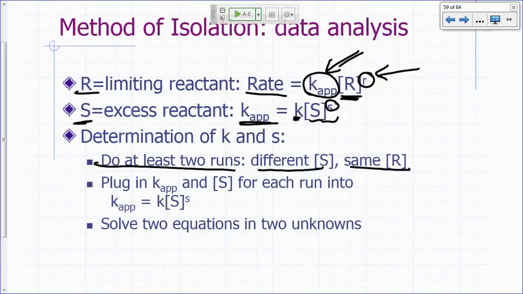From that, you can determine your K apparent for each run. Then you plug in the K apparent and the concentration of S for both runs, and that will allow you to determine the order of reaction with respect to S. You have 2 equations and 2 unknowns. So you have K app equals K times S to the power s, where K and s are the unknowns for each run. If you do 2 of those runs, you'll have 2 equations and 2 unknowns. You can figure out the true K and the value of s.